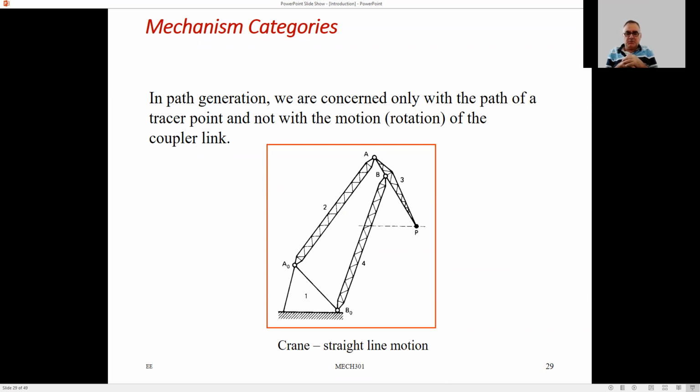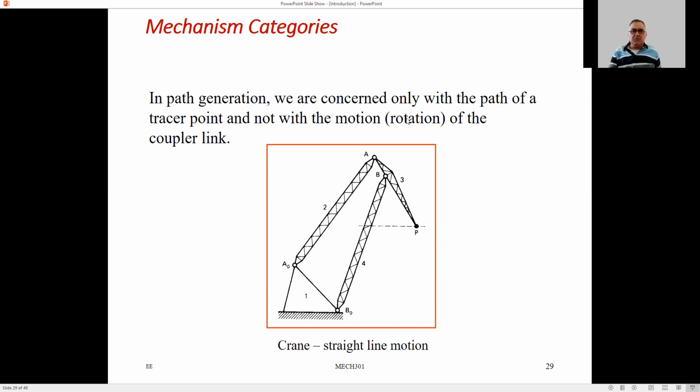This is a crane actually, which generates straight line motion. These cranes, you would see them in the harbors, in liman in Turkish, that is, in order to load ships with heavy loads. You have such loading cranes, and it is important, usually you hang a load from this point P, and it is important that that point P makes a straight line motion, because you don't want to rock the load so that it doesn't oscillate and so on.